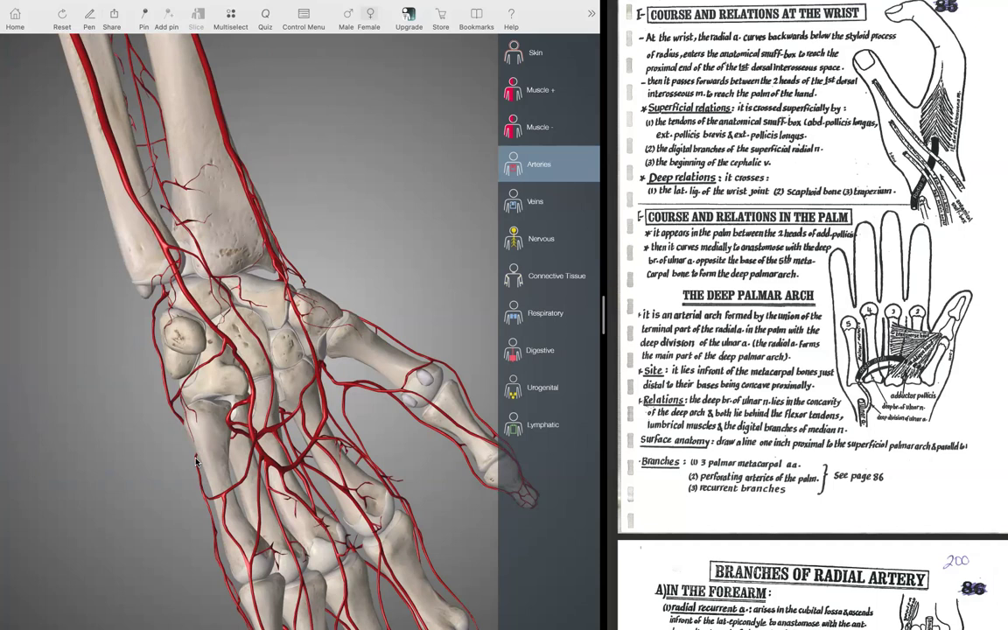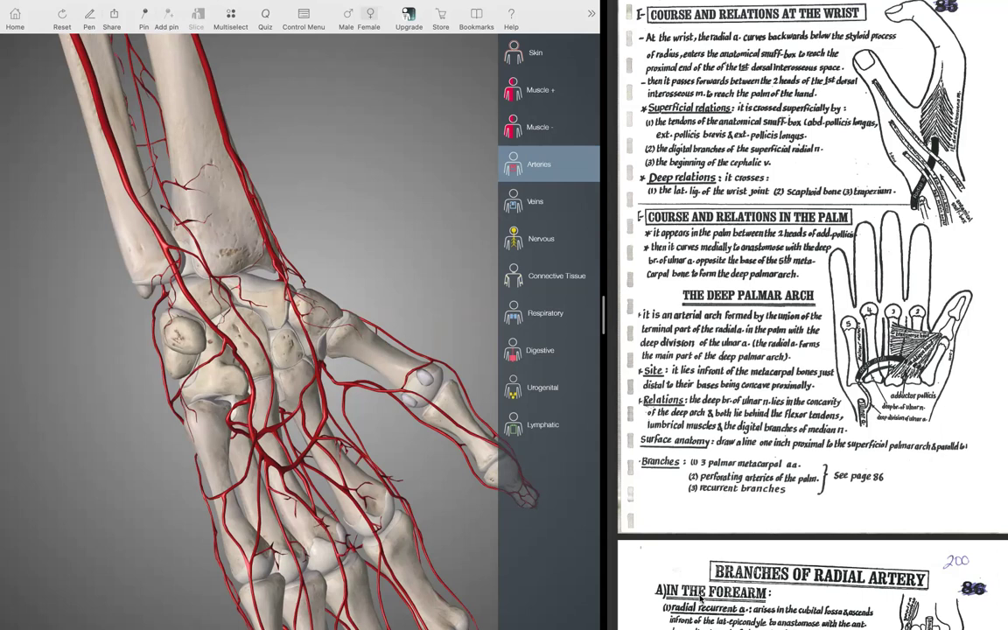Where is it located? It's located near the bases of the metacarpal bones. And branches: three palmar metacarpal arteries that join the common palmar arteries of the superficial arch, perforating arteries of the palm, and recurrent branches. That's it. Just have a question.